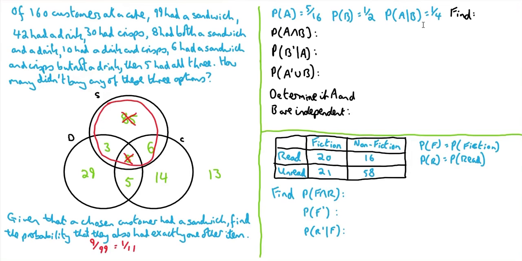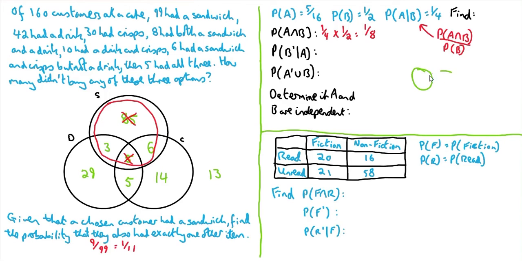If we remember from before, I said that this given that notation can be rewritten as the intersection of the 2 letters divided by the probability of the right-hand letter. We know that the probability of B is a half, and we know that this fraction equals a quarter. Therefore, if we rearrange this to get the probability of the intersection on its own, we do this quarter times the probability of a half, and that leaves you with the probability of the intersection being 1 over 8.